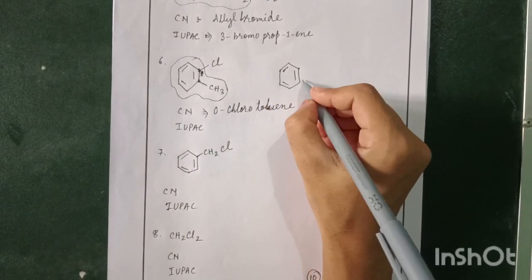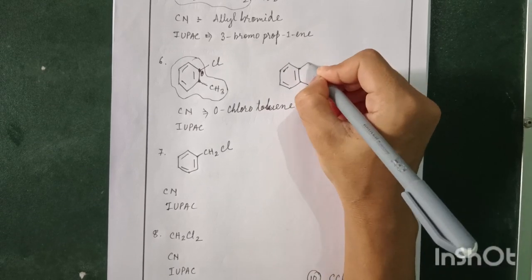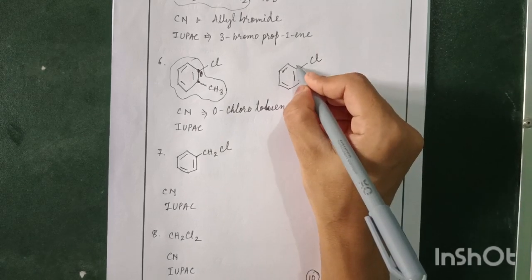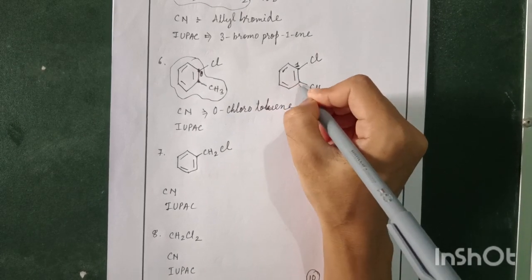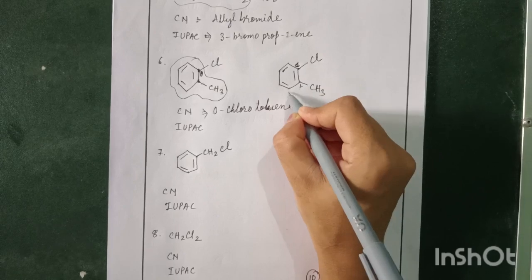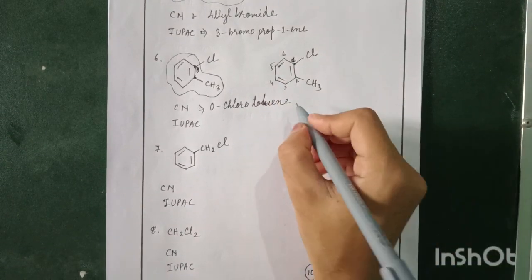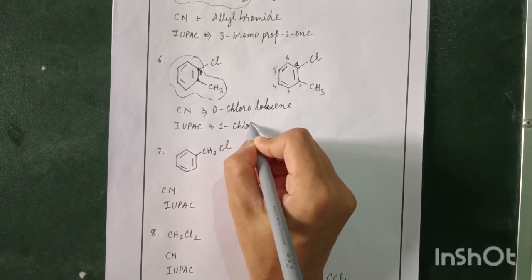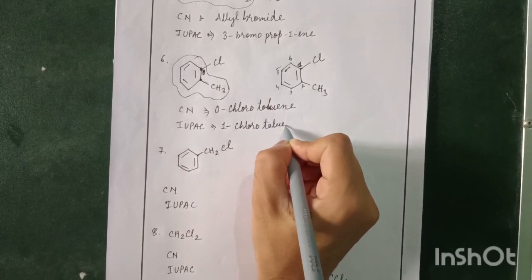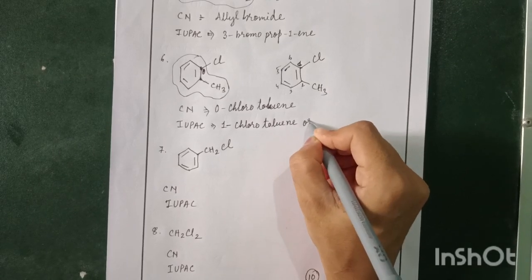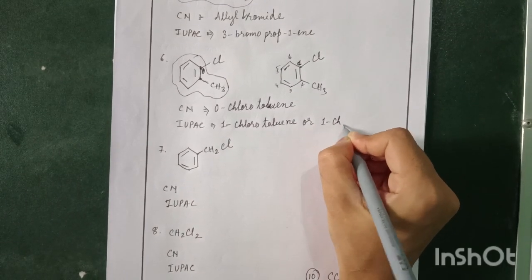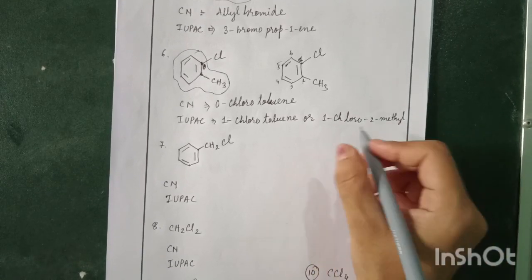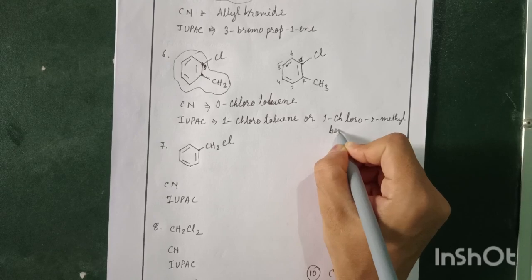When we go for IUPAC naming, we have to number the carbons, not the chain here. Between the substituents CH3 and Cl, we will give more preference to the Cl. This is your 1, not this one. Then 1, 2, 3, 4, 5, 6. So we will call it 1-chloro-2-methylbenzene. You can also give the name in this way, methyl, then benzene.